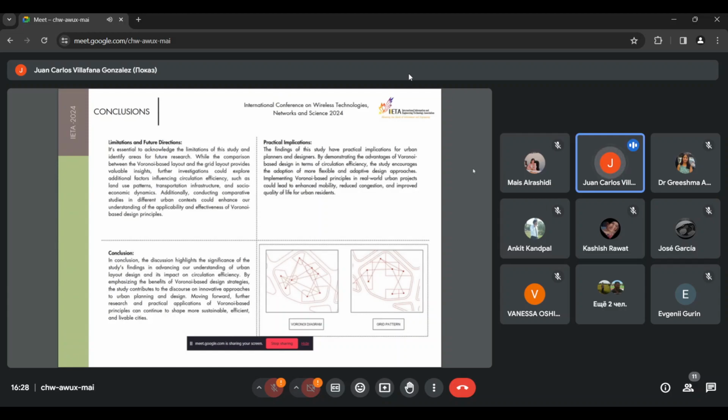In conclusion, the discussion highlights the significance of the study's findings and advances our understanding of urban layout design and its impact on circulation efficiencies by emphasizing the benefits of Voronoi-based design strategies. The study contributes to the discourse on innovative approaches to urban planning and design. Moving forward, further research and practical applications of Voronoi-based principles can continue to shape more sustainable, efficient, lively, great cities.